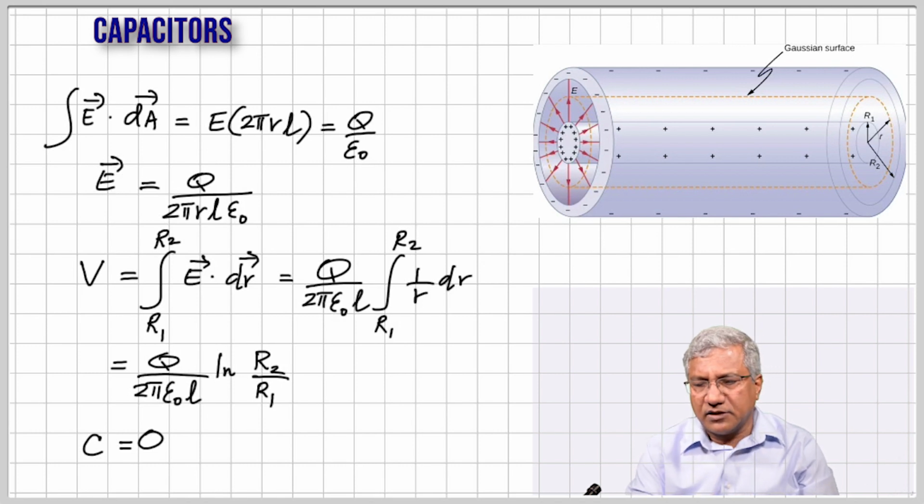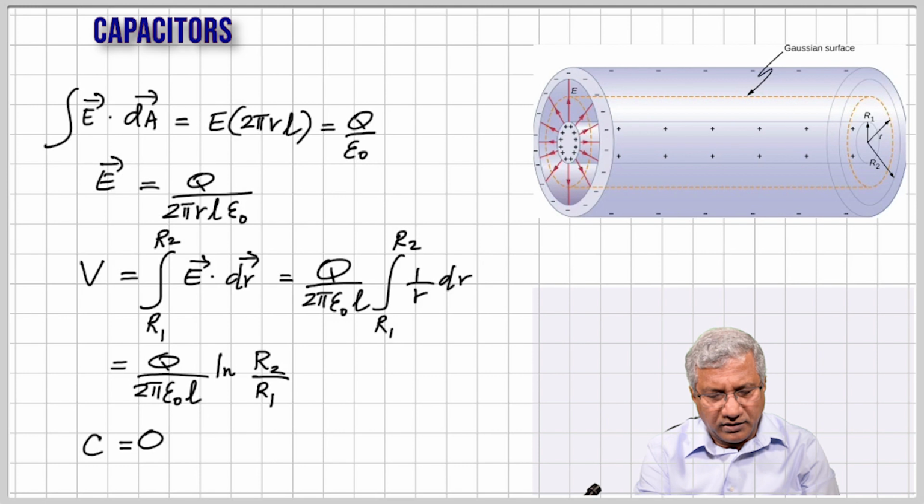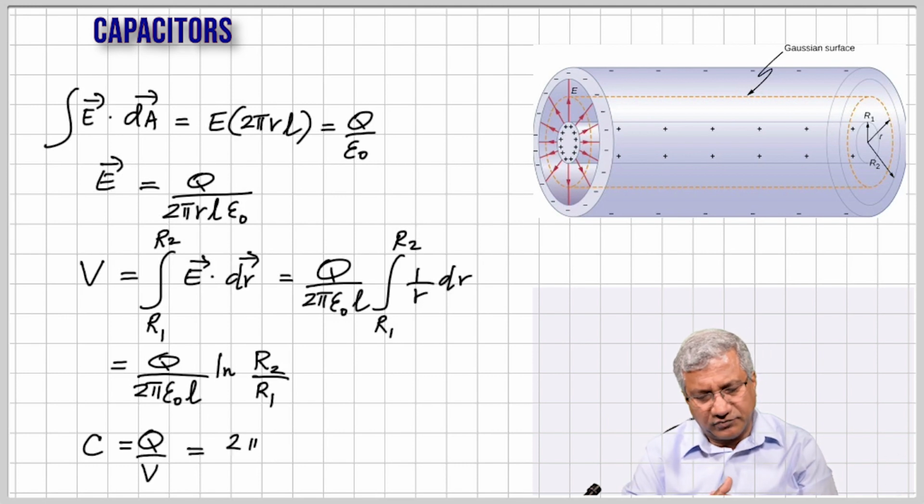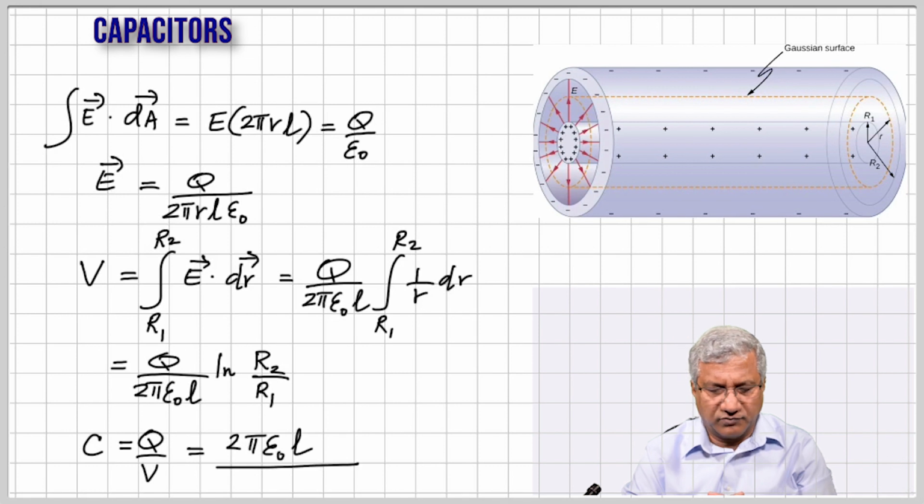And then finally, capacitance is Q by voltage. So the Q will get cancelled when you substitute the entire value for the voltage.